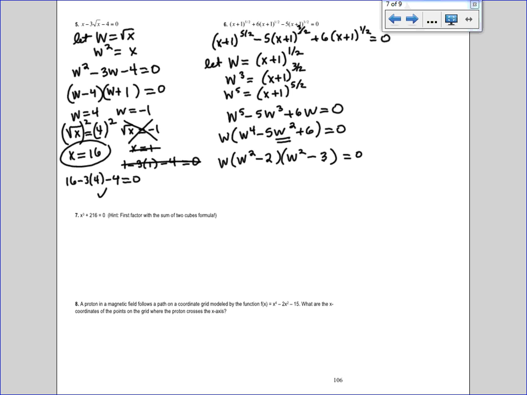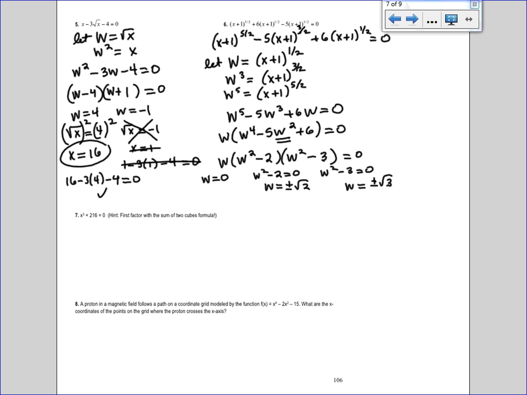So I have 3 pieces. I have W equals 0. I have W squared minus 2 equals 0. And W squared minus 3 equals 0. All right, so if I add the 2 and take the square root, I get W equals plus or minus the square root of 2. And the other one, I get W equals plus or minus the square root of 3.